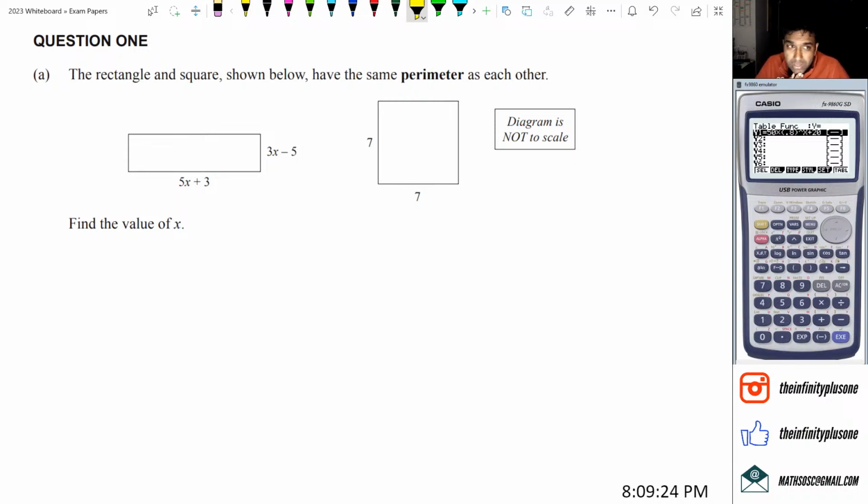Question 1a. What we've got here is a rectangle and a square. They both have the same perimeter. Now, if you are talking about perimeter, remember that perimeter is literally the border. So you've got to add those 4 yellow lines there. You've got a square on the right hand side, so that means you've got 7 and 7. 4 times 7, sorry, I should have used this. So you get 4 times 7 equals 28.